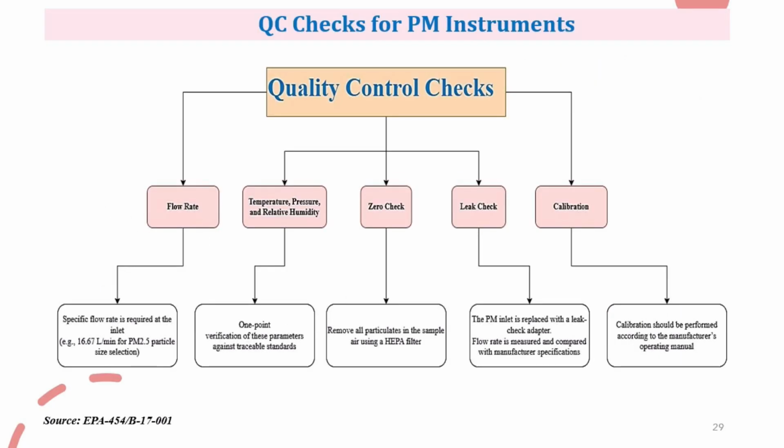The diagram illustrates the quality control procedures necessary to maintain the accuracy and reliability of particulate matter measuring instruments. It highlights key checks such as flow rate, ensuring consistent air sampling; temperature, pressure, and relative humidity, monitoring for environmental accuracy; zero check, verifying baseline stability; leak check, detecting any system leaks; and calibration, aligning instrument readings with known standards.